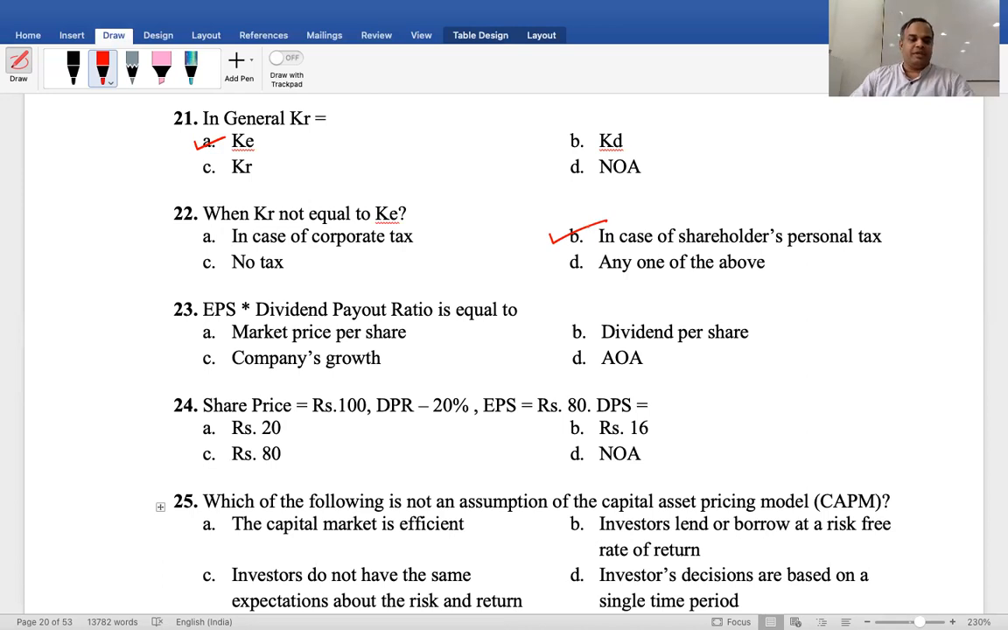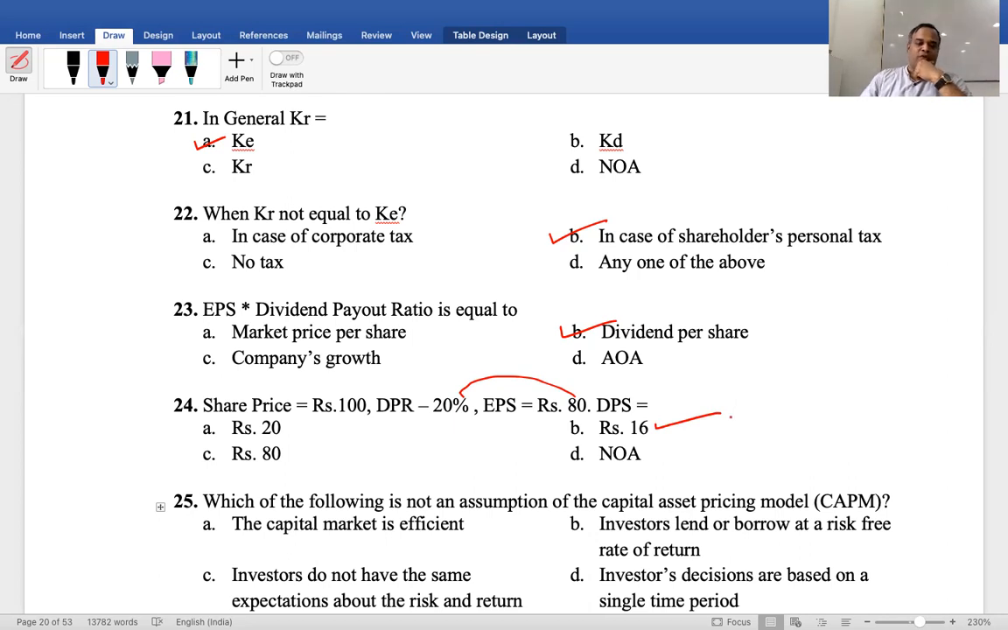Next. EPS into dividend payout ratio is equal to market price per share, dividend per share, company's growth, all of the above. Dividend per share. Based on that, past exam questions can also be solved. Am I right? Good. Share price rupees 100, dividend payout ratio is 20%, earning per share is 80. Find dividend per share. 16. How come? EPS into dividend payout ratio is equal to DPS. 20% on 80 is equal to 16. Understand? Good. We did the problem, right?